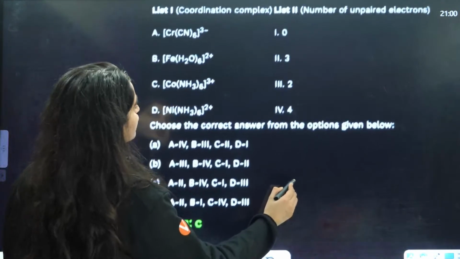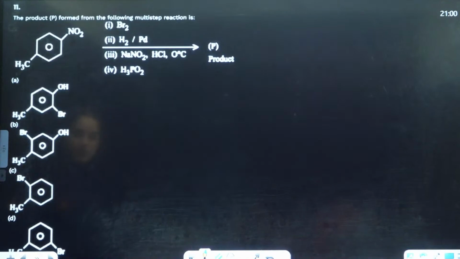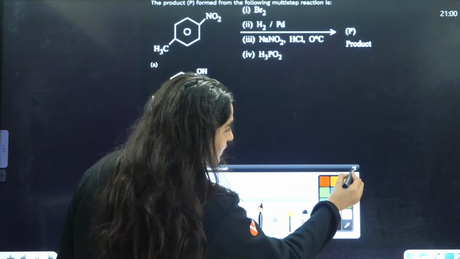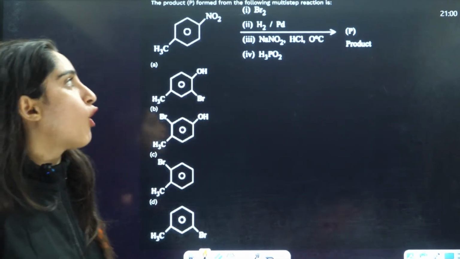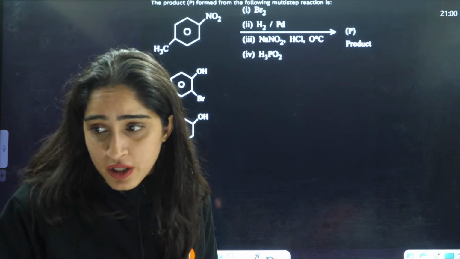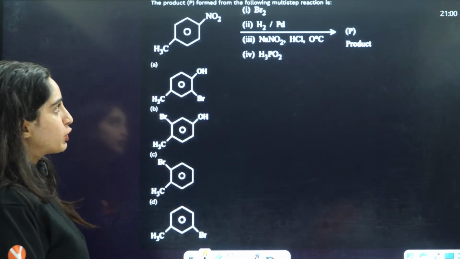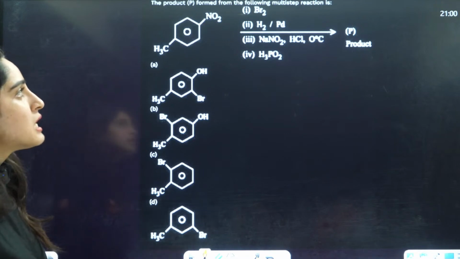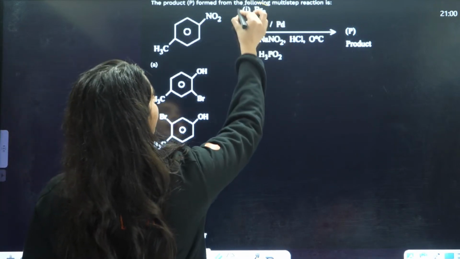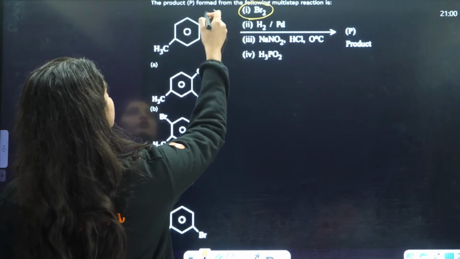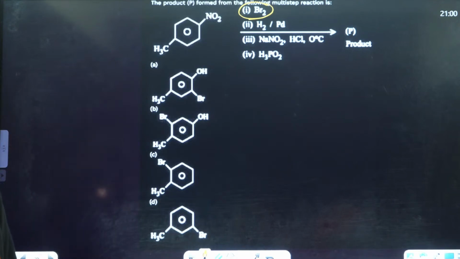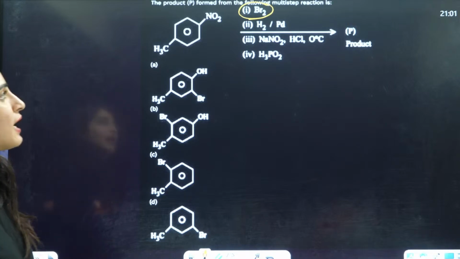Okay, understood? Next question is, the product P formed from the following multi-step reaction. A multi-step reaction is given to you. It's a very interesting question, because first is Br2. So will you add Br2 according to this one or according to this one? That is the main question.